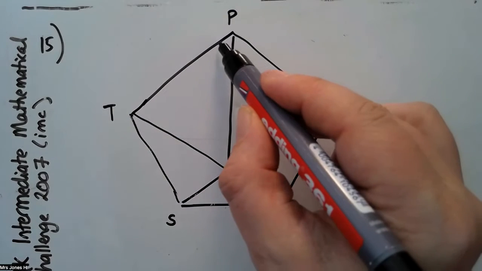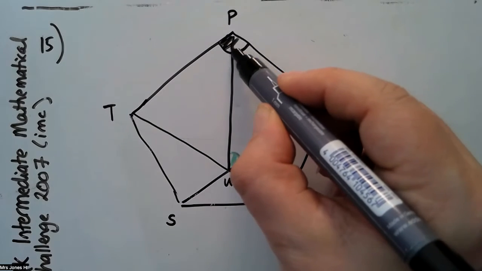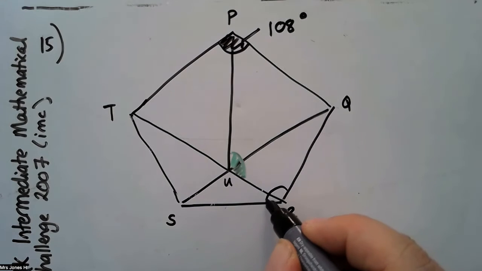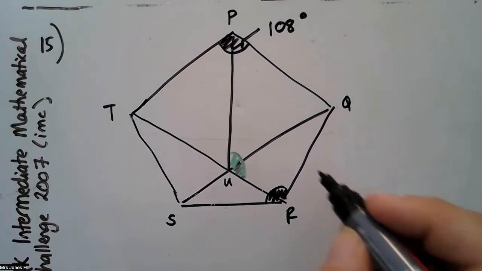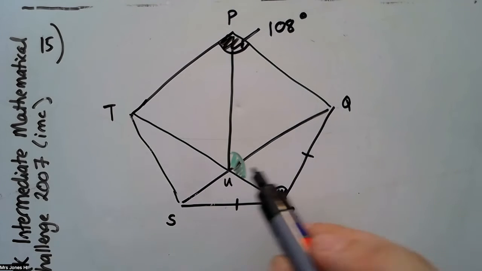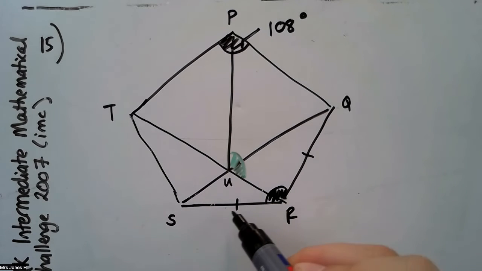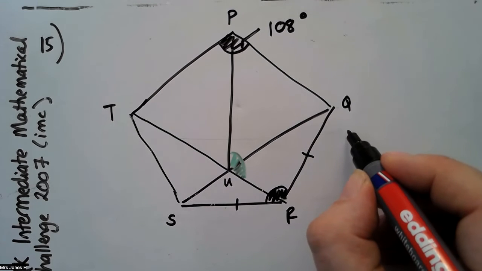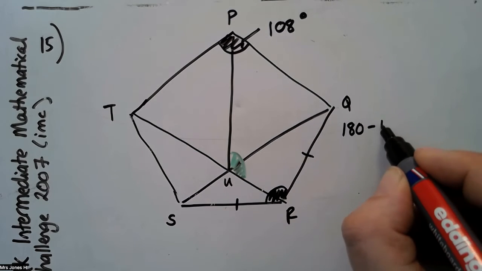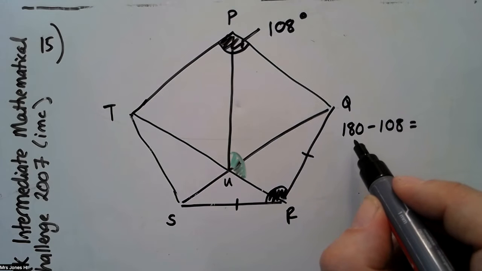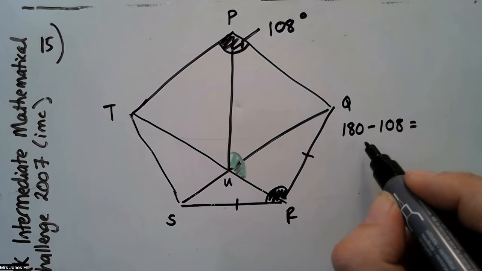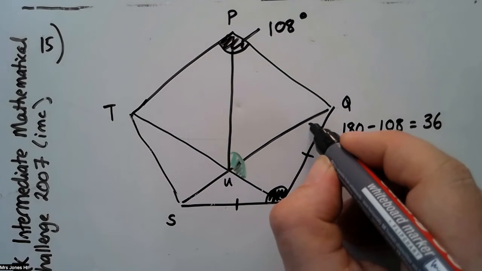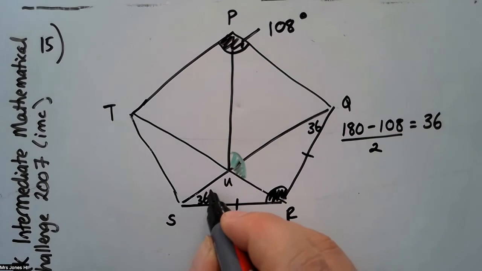We know that inside a pentagon, this angle is going to be 108 degrees. So therefore, this angle here is also going to be 108 degrees. This and this shows that the triangle SQR is going to be an isosceles triangle. If this is 108 degrees, and we're going to divide that by 2 to be able to get each of these, we're looking at 36 degrees. So this one is 36 and this one is 36.